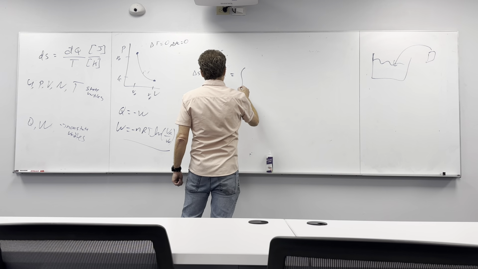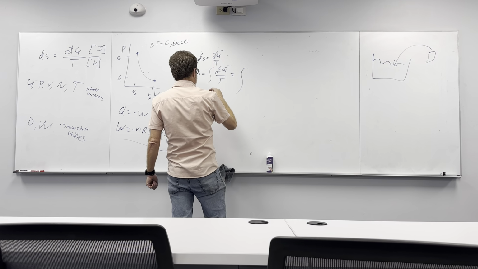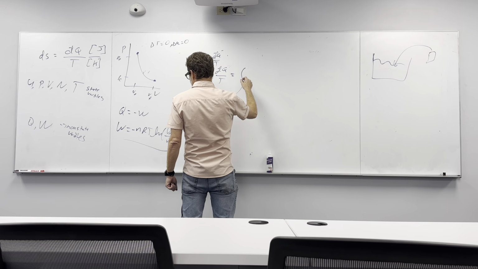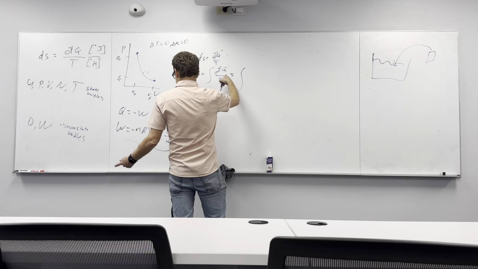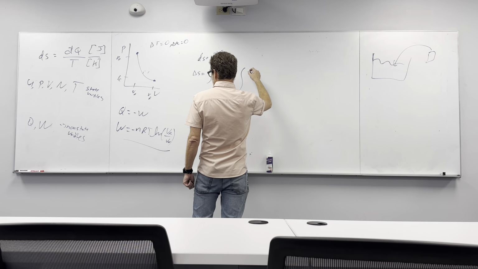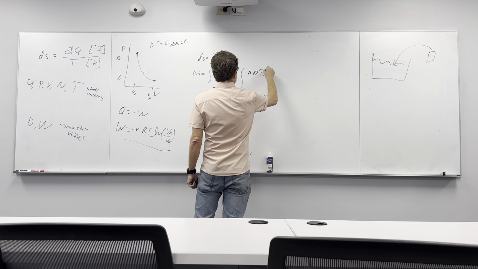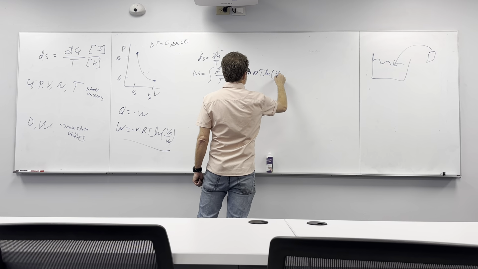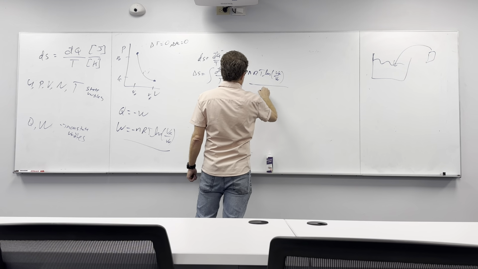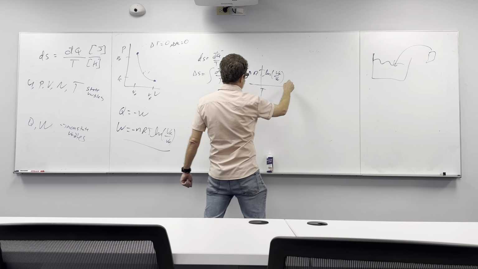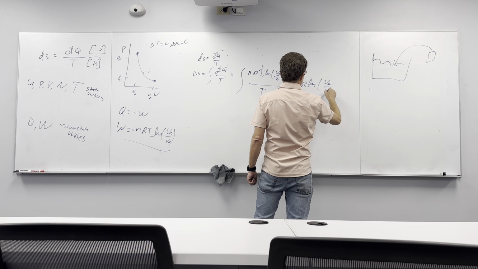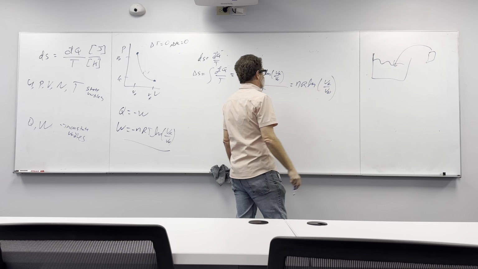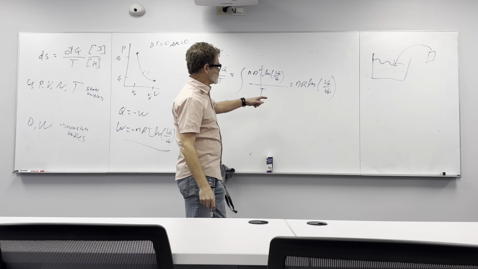So I'm getting the integral. Notice there's no change in temperature, right? So I'll end up losing the integral. I get nRT ln V final over V initial. There's no dT. The T's cancel, so this is just a constant: nR ln V final over V initial. So that's the entropy change for an isothermal process.